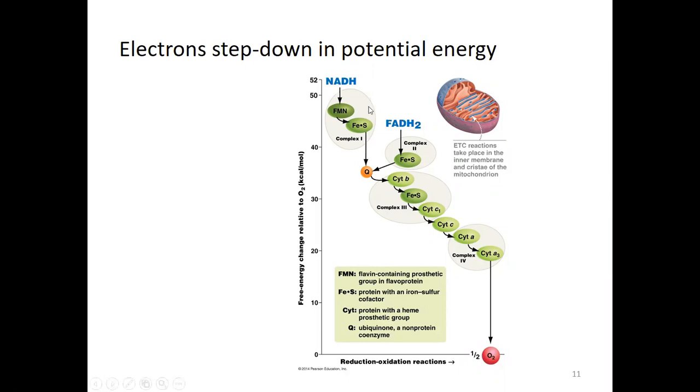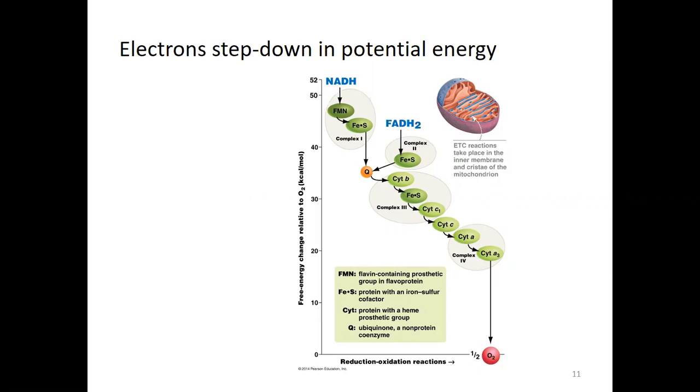And so they pass to complex 1, then to quinone, to complex 3, to cytochrome C, to complex 4, and from complex 4 finally on to O2, which has a very, very low resting potential. Each passage of electrons here is a series of redox reactions. Electrons from FADH2 begin with a slightly lower energy level, so they can't be passed to complex 1. Instead they're passed to complex 2, which can then donate them to quinone, to complex 3, to cytochrome C, to complex 4. Each time the electrons get passed, they step down in energy level.